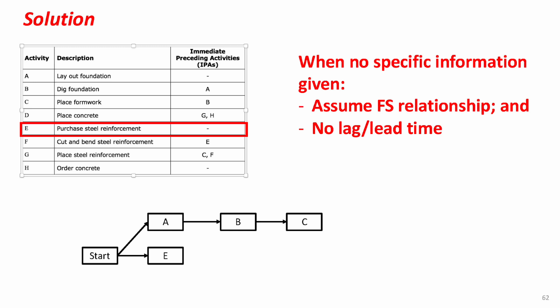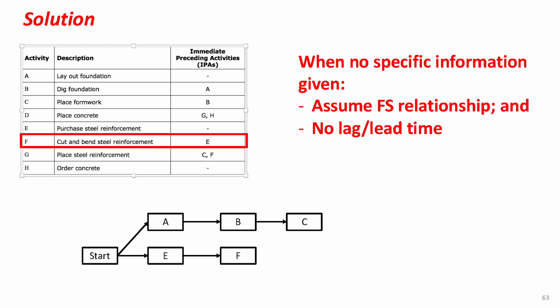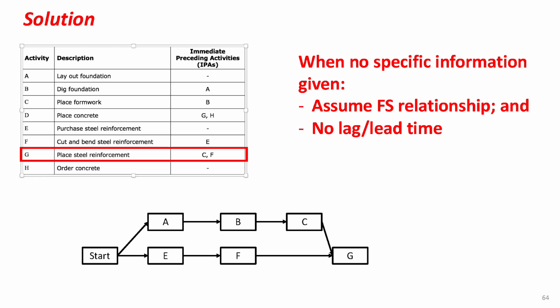Activity E, purchase steel reinforcement, has no predecessor, so it starts immediately after the start milestone. Activity F, cut and bend steel reinforcement, is preceded by activity E, so we place it next to E and connect them. Activity G is preceded by 2 activities, C and F. To represent this, we draw G to the right of both C and F, then draw 2 separate arrows, one from C to G and another from F to G. Activity H, order concrete, has no predecessor, so it also starts right after the start milestone, just like E.